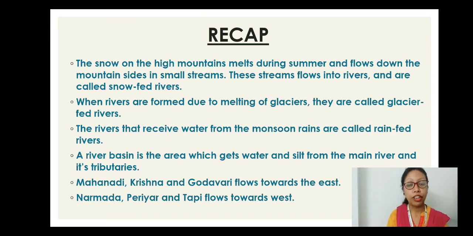Then we have learned about a river basin. A river basin is the area which gets water and silt from the main river and its tributaries. Then Mahanadi, Krishna and Godavari are the rivers that flow towards the east, and Narmada, Periyar and Tapi are the rivers that flow towards the west.